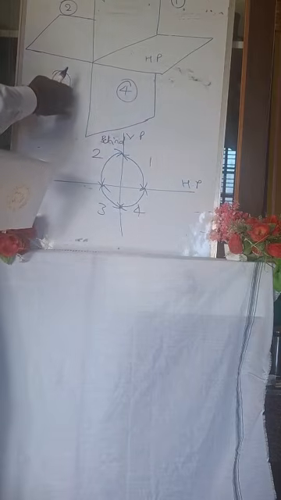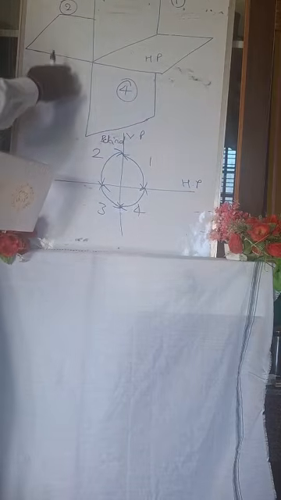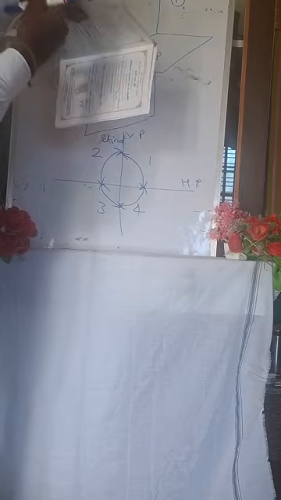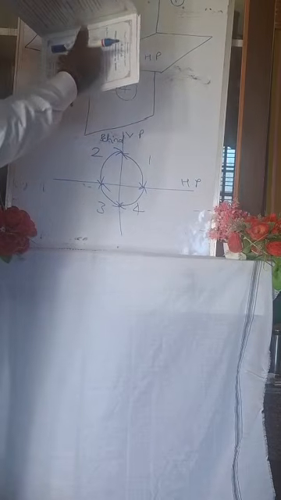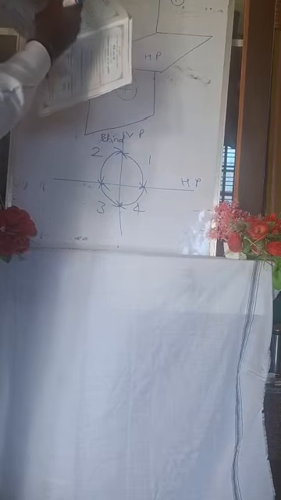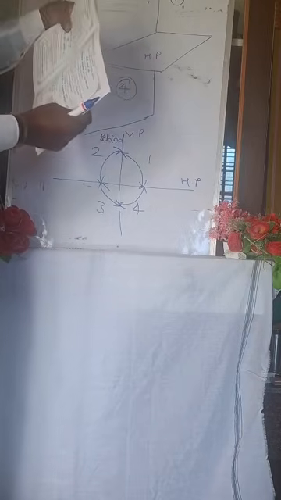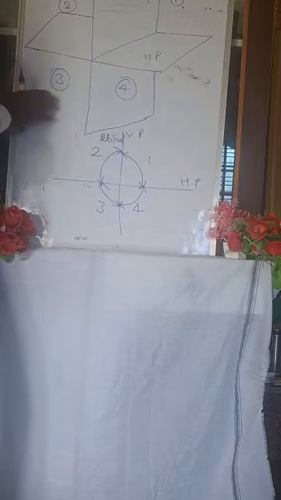Then comes the third quadrant. What is the indication for the third quadrant? Behind VP and below HP is the third quadrant. In the third quadrant also you keep the object here. Suppose the front view is reflected in the vertical plane and the top view in the horizontal plane.